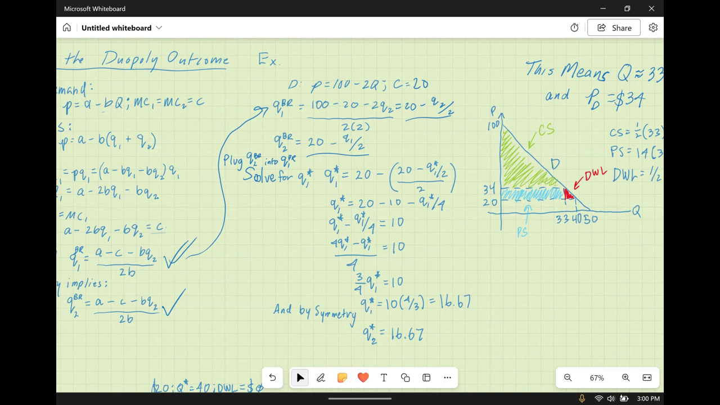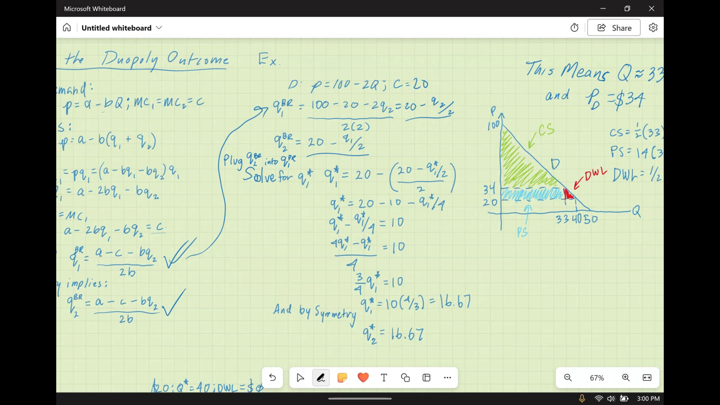Now what we're going to do is plug Q2 best response into firm one's best response function and then solve for Q1. That's going to give us Q1 star. So Q1 star is equal to 20 minus, and then for Q2, we've plugged in Q2's best response.